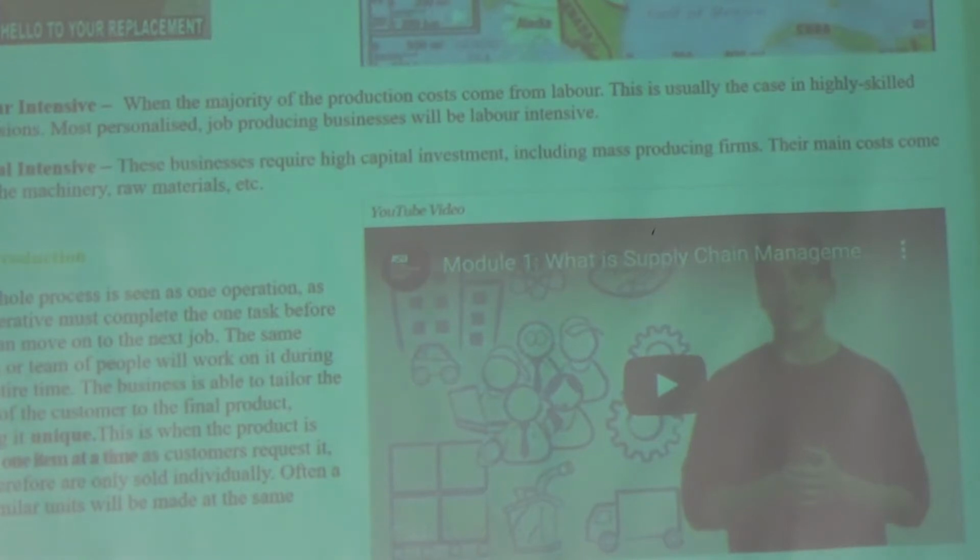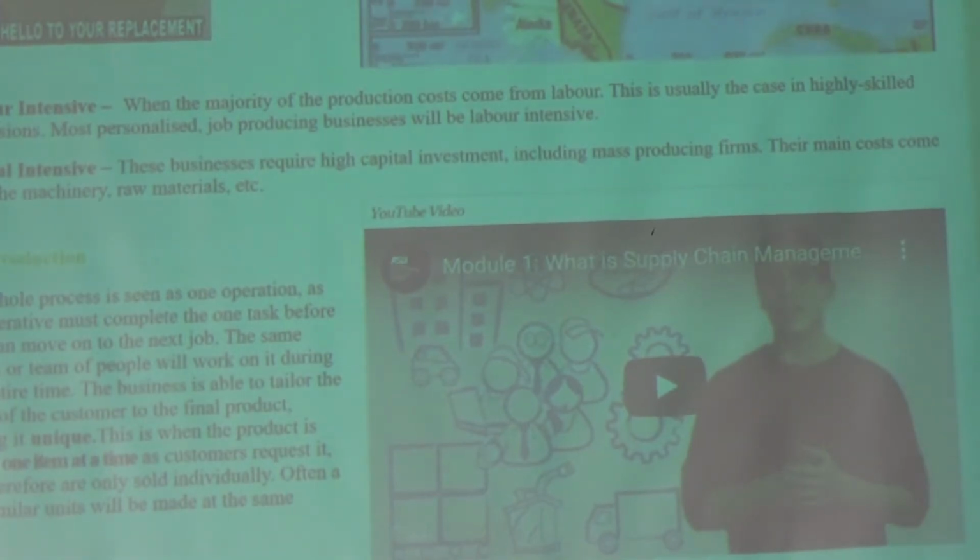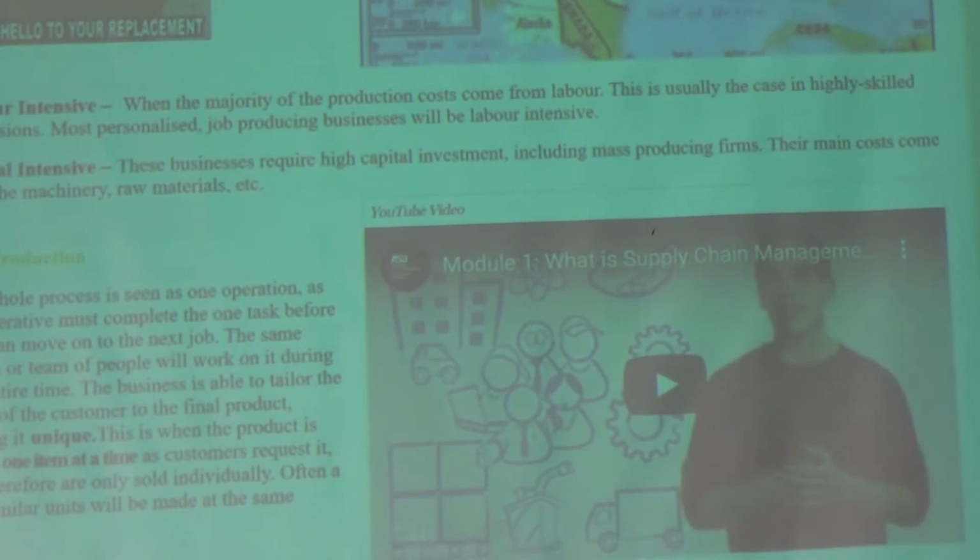The same person or team of people will work on it until this entire time. So this is called job production. The whole process is one operation. The same person or team of people will work on it during this entire time. The business is able to tailor the needs of the customer to the final product.